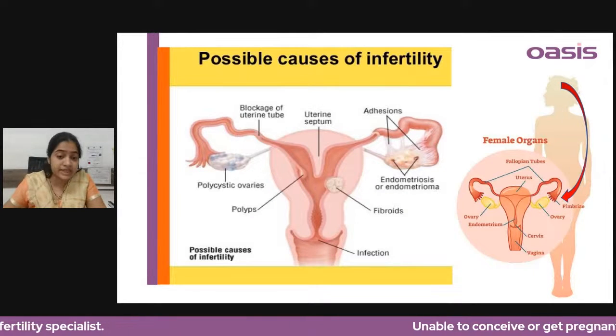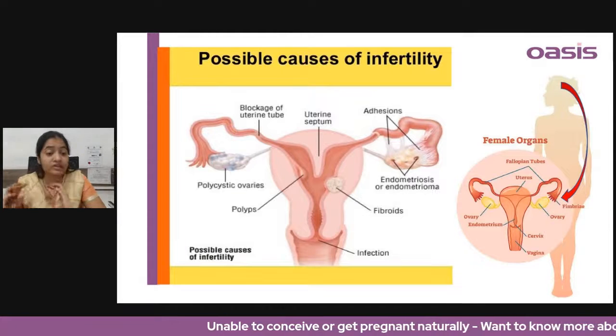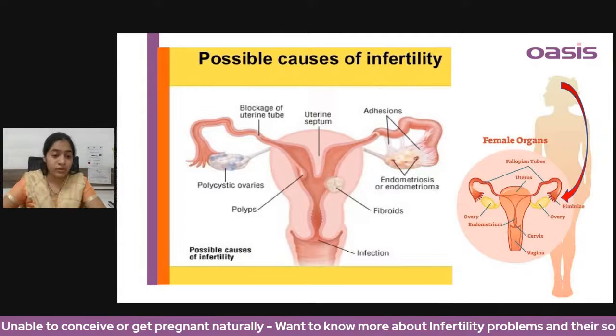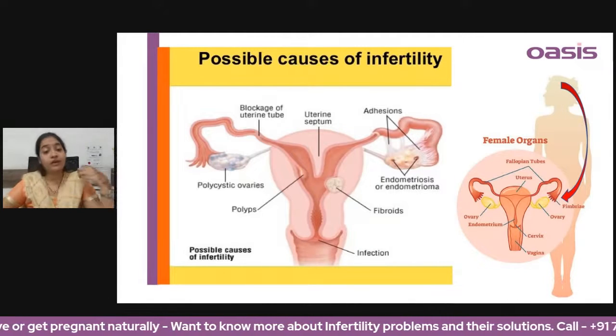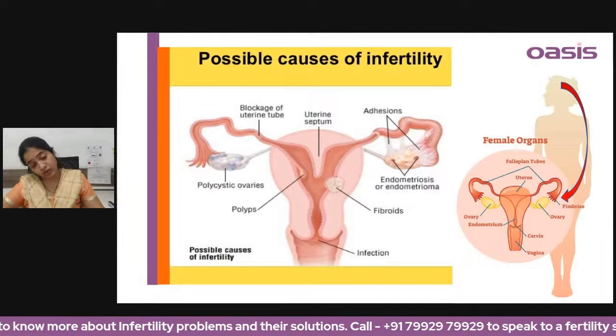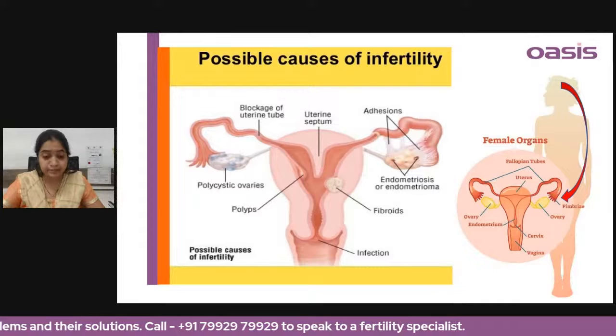Endometriosis can be a cause. Polyp can be a cause. Blocked tube or some tubal pathology, like hydrosalpinx or tubal blockage, can be a cause. Then diminished ovarian reserve can also be a cause. So these are the different causes of female infertility.